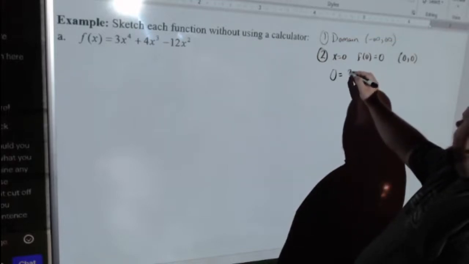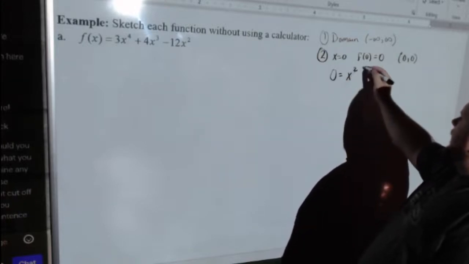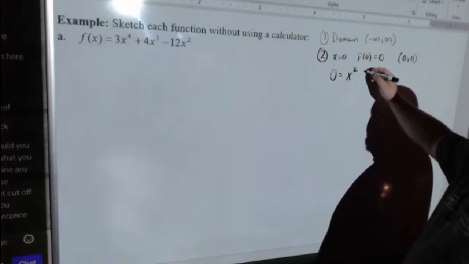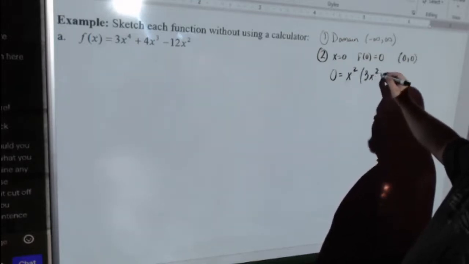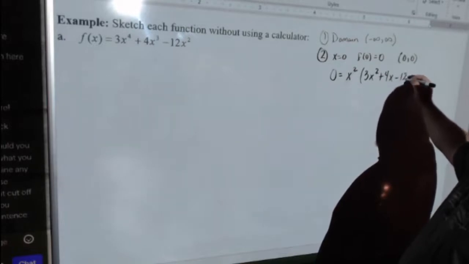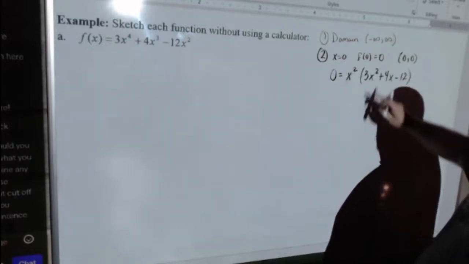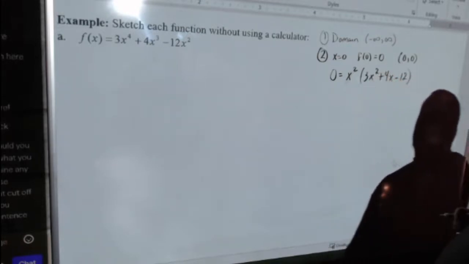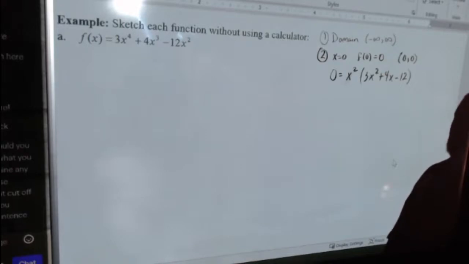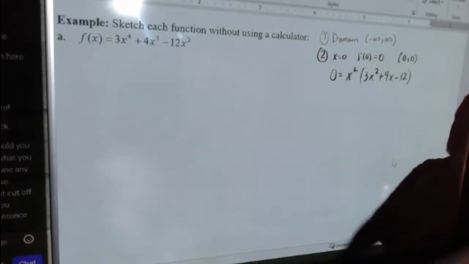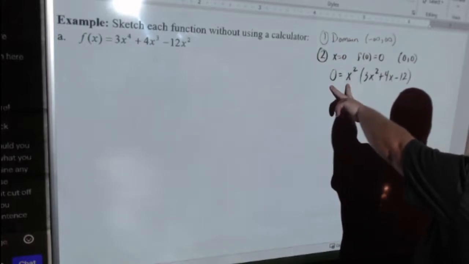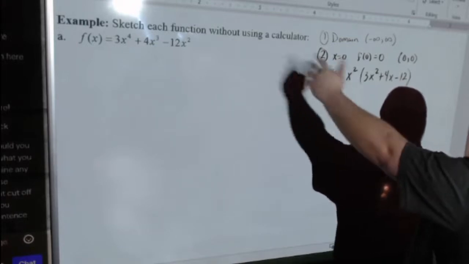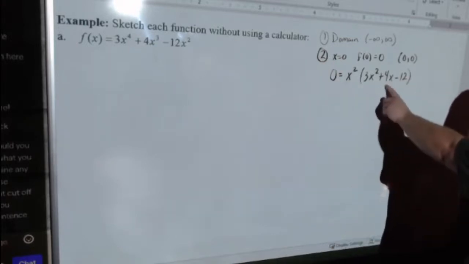So we've got 3, I'm going to factor out an x squared out of this whole thing. So this is x squared times 3x squared plus 4x minus 12. Actually, I should take out a 3 as well. So let's, oh wait, I can't do that, sorry. All right, so the x squared is going to give us 0 with a multiplicity of 2. That just means that it's 2 of the zeros out of the 4 that we have to find. So we've got 2 more in here.